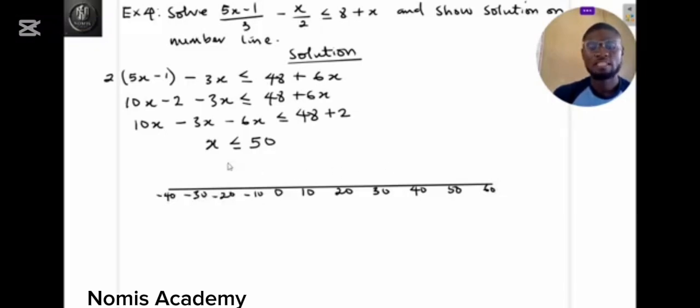So that is that. x is less than or equal to 50. So my arrow begins from here. Less than from 50, meaning that they are going to face this side. x is less than, so this way. Because we have the possibility of 50 being included, x is less than or equal to 50, so I will have to shade this part. So this is the number line to show that x is less than or equal to 50.